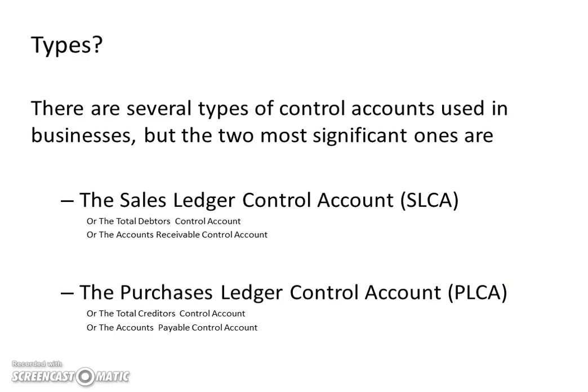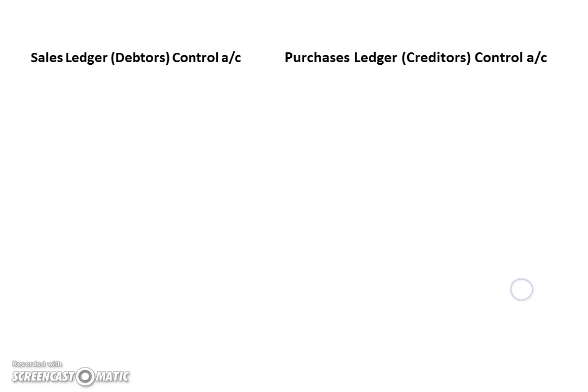Alright, there are several types of controls, as I have just identified, but the 2 most important ones we're going to look at today are the sales ledger control and the purchase ledger control. Now these are the alternative names. You have a total debtors control, which is the same as the sales ledger control, and a total creditors control, which is the same as the purchase ledger control. Alright, so let's look at these 2 control accounts. We start with the sales ledger here on my list.